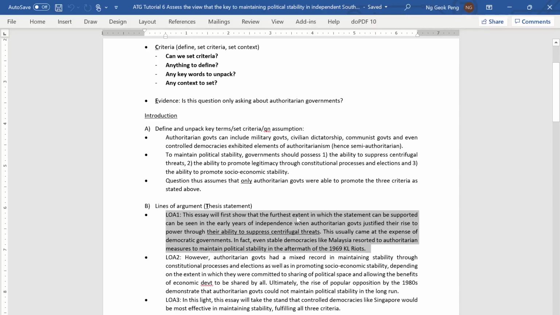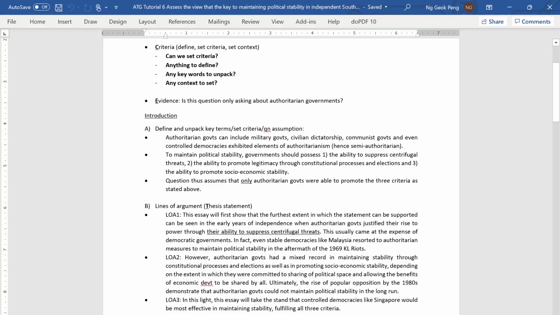The first extent to which the statement can be supported means that yes, authoritarian governments can maintain political stability. It is most obvious in the earliest years of independence, with regards to criterion 1. We have done this many times. It should be internalized in you by now, I hope.